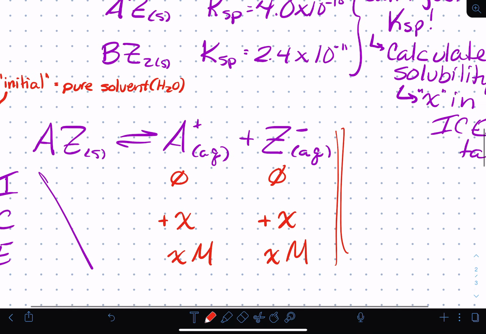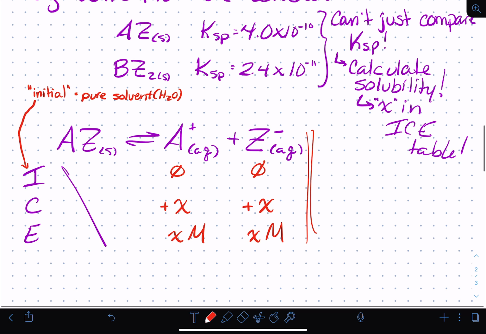So now we can actually solve for X, and we'll do that using our equilibrium expression. The equilibrium expression is the concentration of products over reactants raised to the power of their coefficients, ignoring liquids and solids. Our products are A plus and Z minus, each with a coefficient of 1, so an exponent of 1, and then our only reactant is a solid. So we're done. That's our KSP expression.